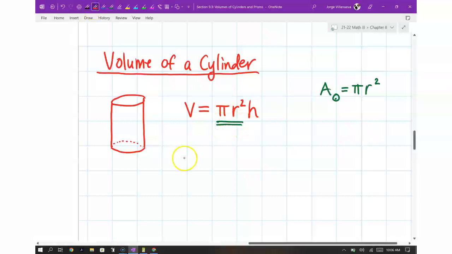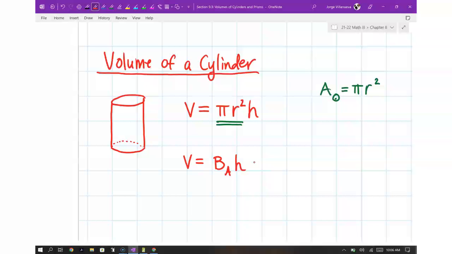So notice how this formula can still be written as base area times height, because pi r squared is the area of my base. The formula for a prism was base area times height. The formula for a cylinder is base area times height. The only thing that's switching is the base. What kind of shape is it? A square, a rectangle, a triangle, a trapezoid, a circle, right? What kind of base does it have?